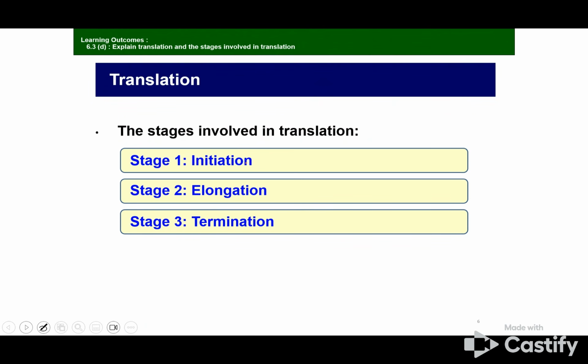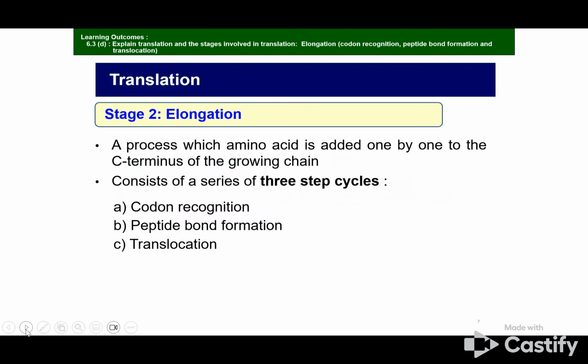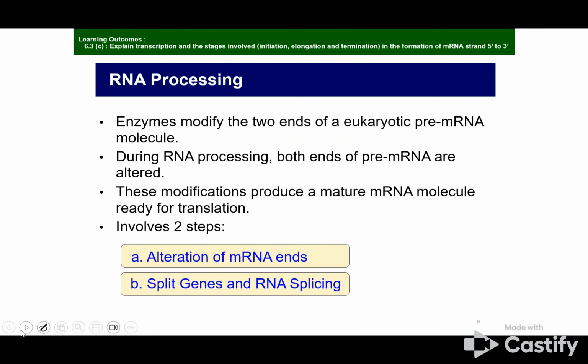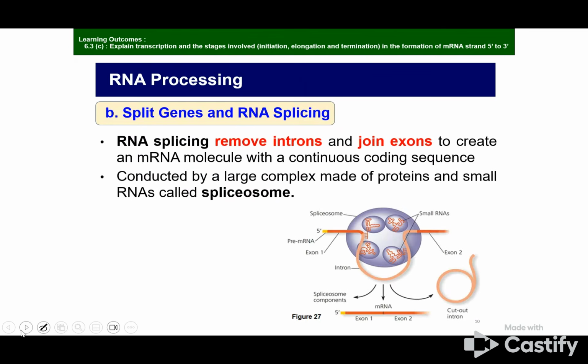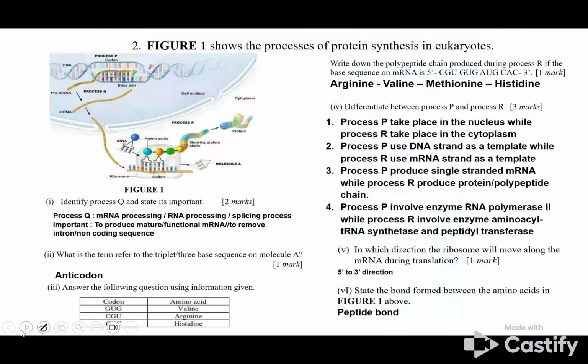Okay, so the same thing in translation, also 3 stages, but in translation, if you read, there are 3 major step cycles during elongation. So a bit more detail. There are codon recognition, peptide bond formation and translocation. Okay, so let us move to the question first. Okay, so the first question, what is process Q?